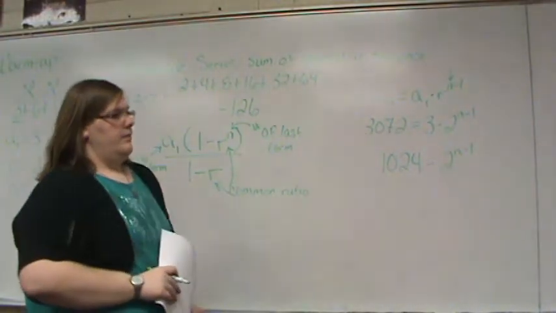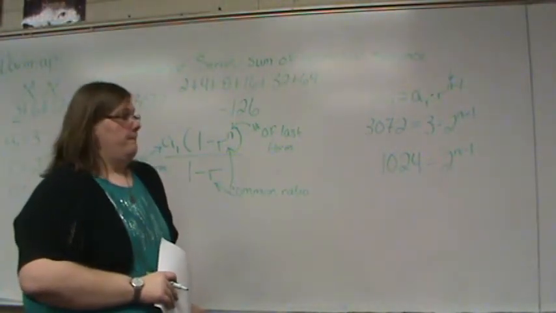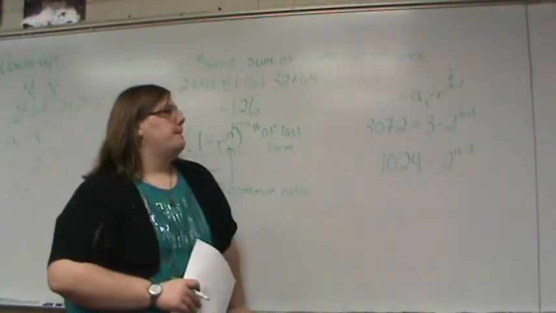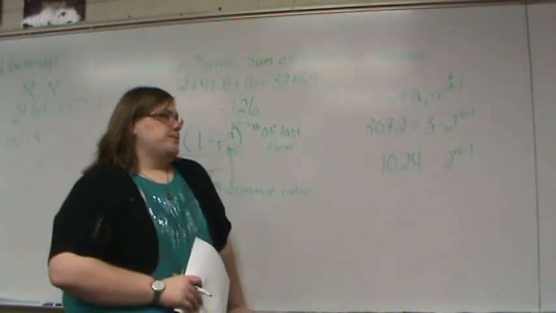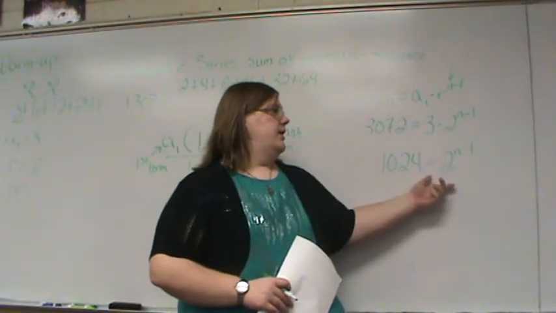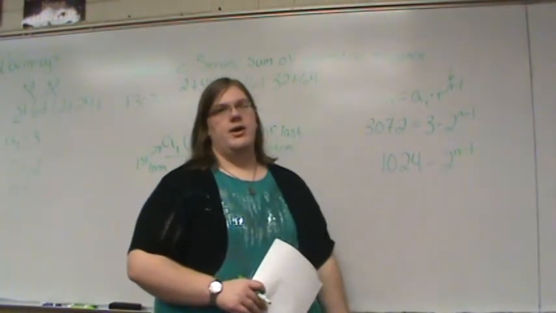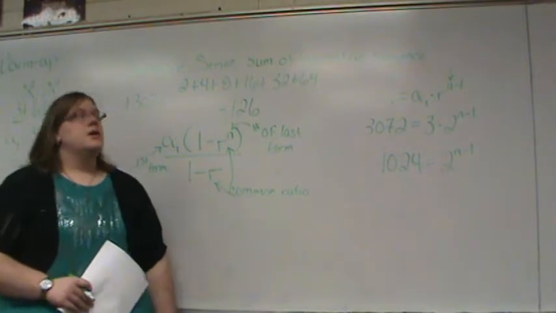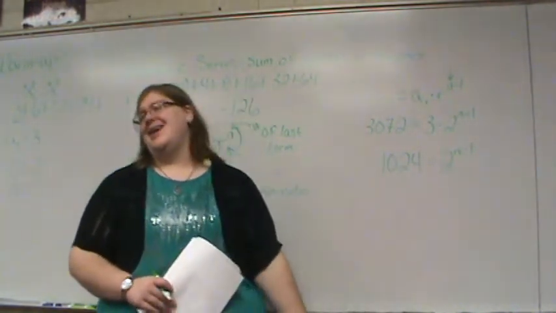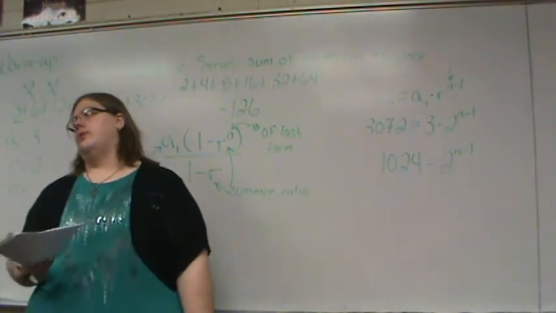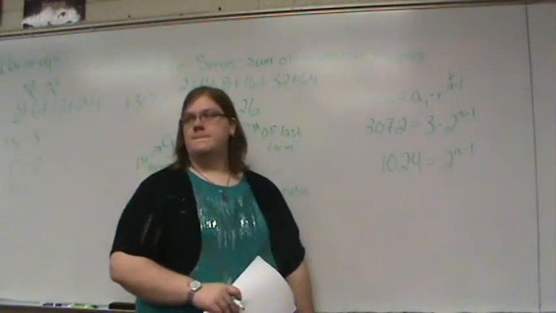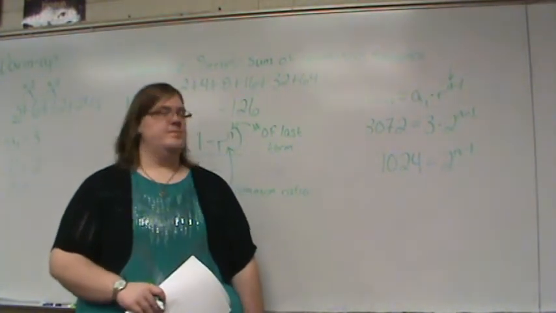Would it be 2 to the N minus 2? Nope, that's always N minus 1. That's just using the formula. So now we have 1024 equals 2 to some power. In this case, we don't know what that power is, so we can't square root or cube root, or divide, or those kinds of things.